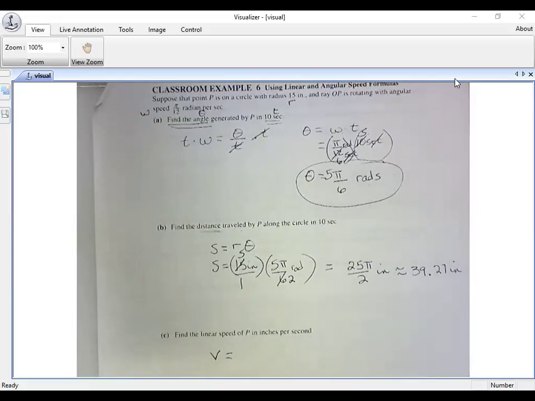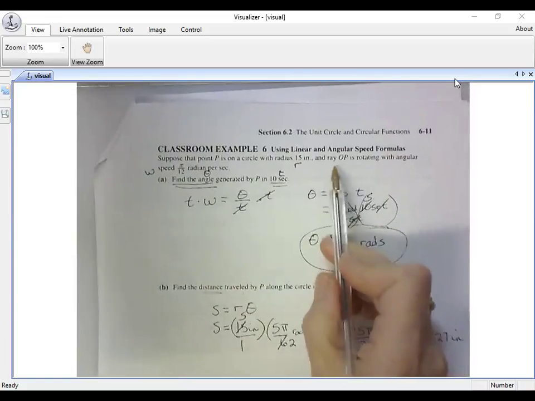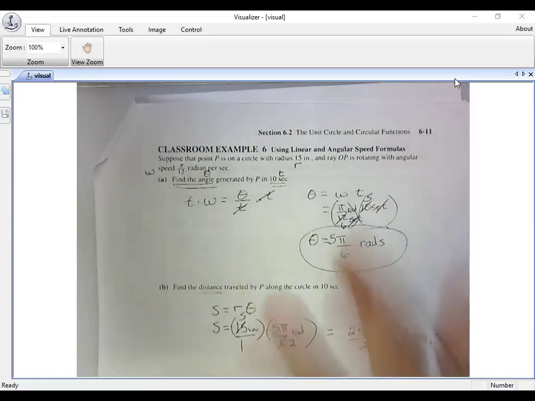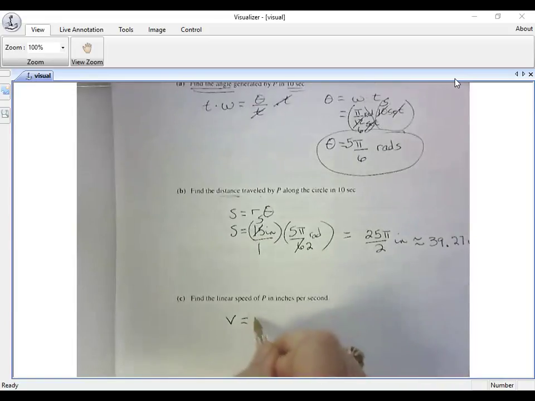He thinks radius times omega. Do y'all agree with that? Yes, no, what? What do you think? I think that's an awesome way to go, because look up here. They gave us the radius and they gave us omega. So we don't even have to use any pieces we found up here. We can actually use what we were given in the original problem.